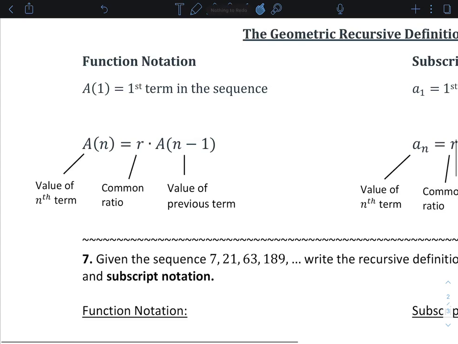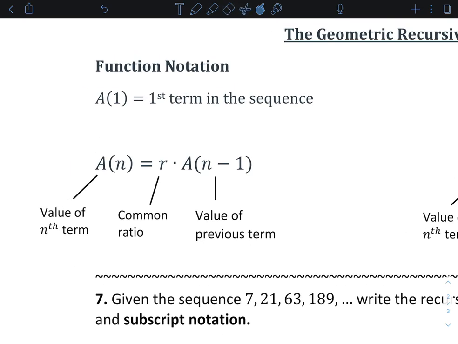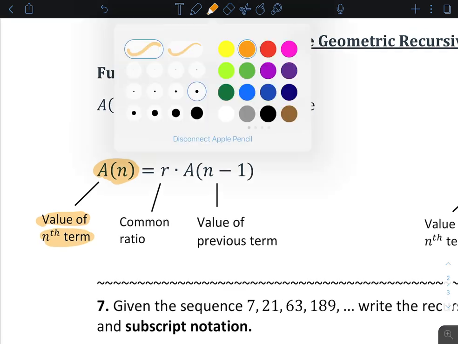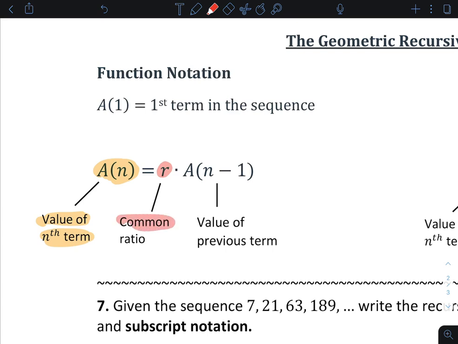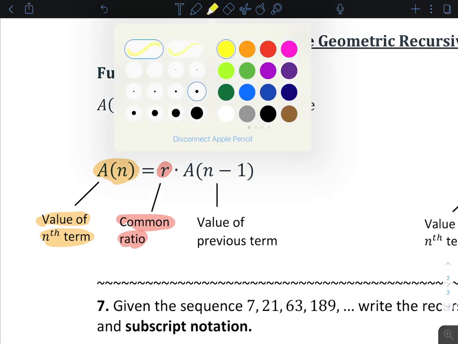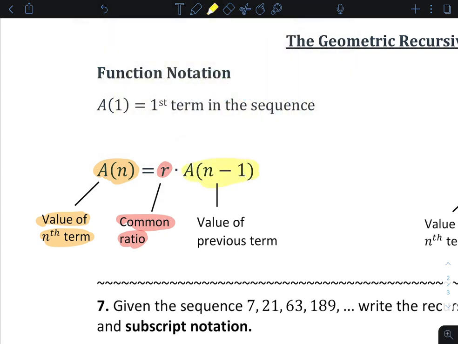So let's look at function notation. We're using function notation of seeing like f of x. Well, it's pronounced the same way, a of 1. That just represents your first term in your sequence. The next part, a of n. You have three individual parts here. A of n is the value of your nth term. R is your common ratio, so this thing we found above. And then finally here, a parentheses n minus 1, that's the value of the previous term.